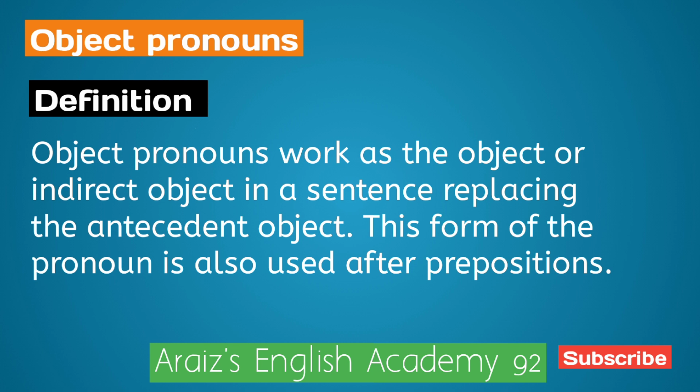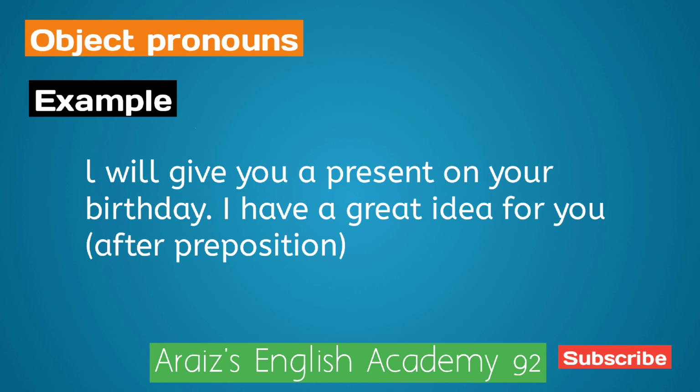Now, object pronouns. Definition: object pronouns work as the object or indirect object in a sentence, replacing the antecedent object. This form of the pronoun is also used after prepositions. For example, I will give you a present on your birthday. Here in this sentence, the word you that comes after the verb give is an object pronoun. In the second sentence, I have a great idea for you. Here the word you is a pronoun that comes after for, and for is a preposition. So here the word you is being used as an object pronoun after a preposition.